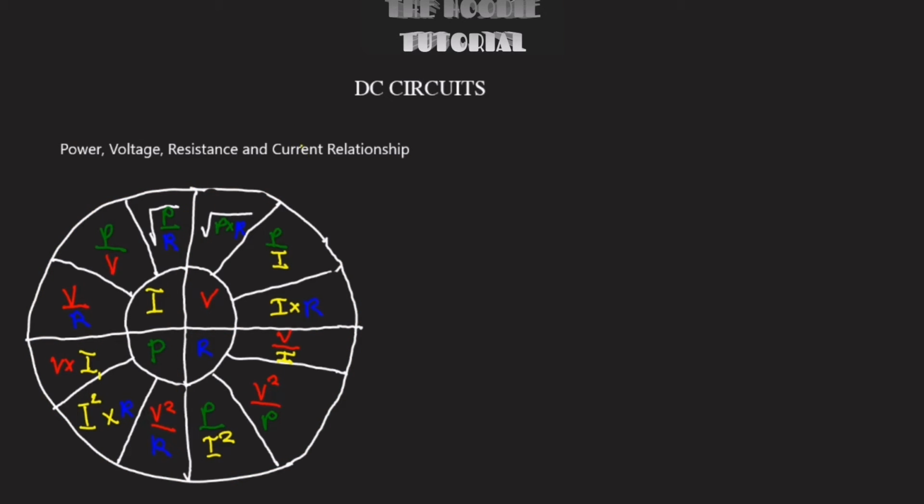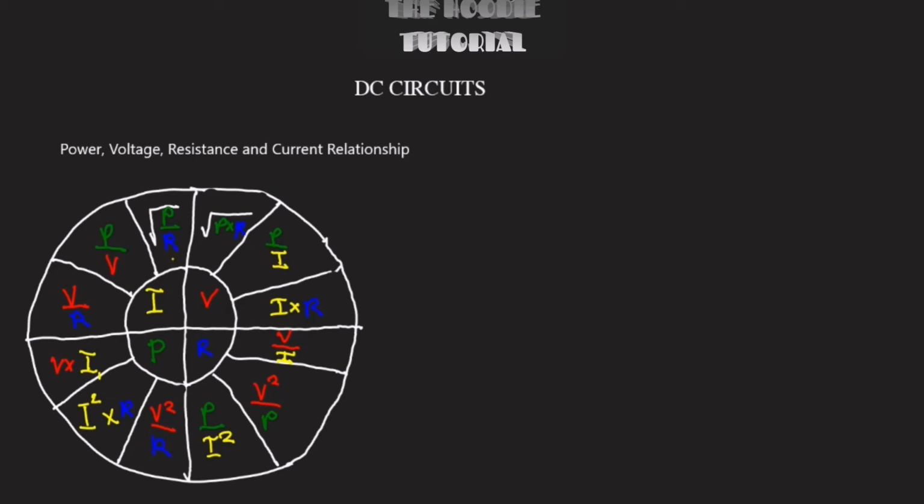Right now we are going to talk about the relationship of the power, voltage, resistance, and current. These four are the most important parameters in studying circuits, specifically the DC circuits that we're going to talk about. Right here we can see a colorful circle object, and this actually explains the relationship of the four parameters.